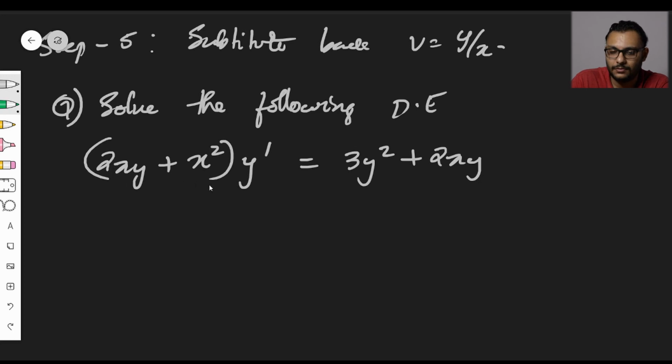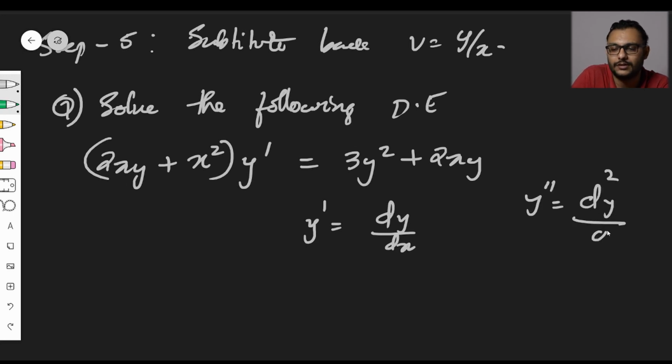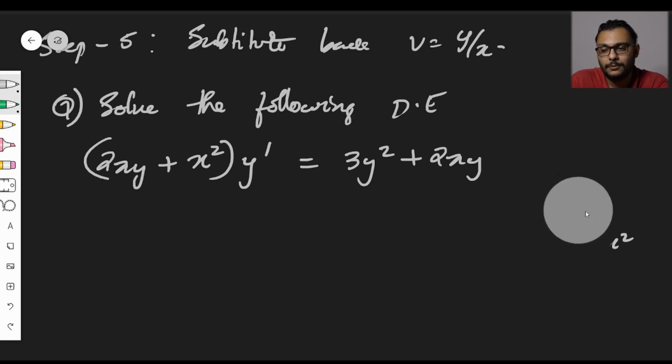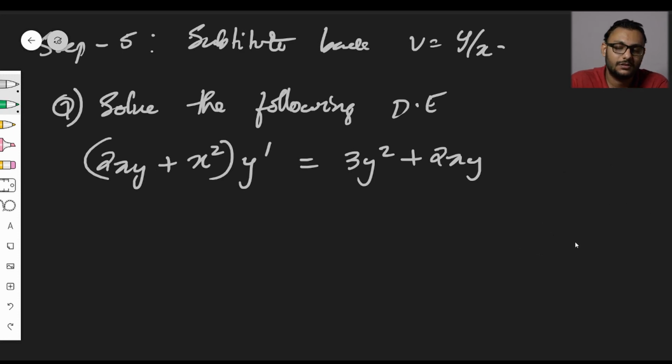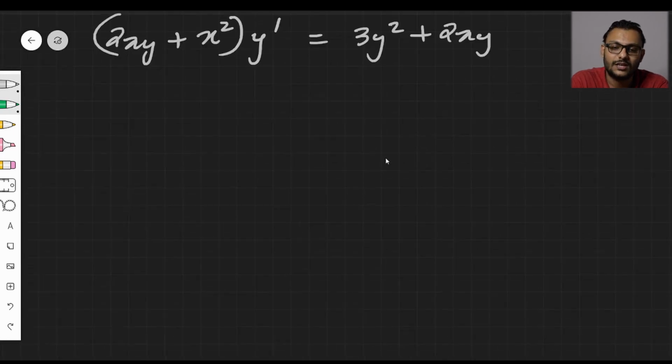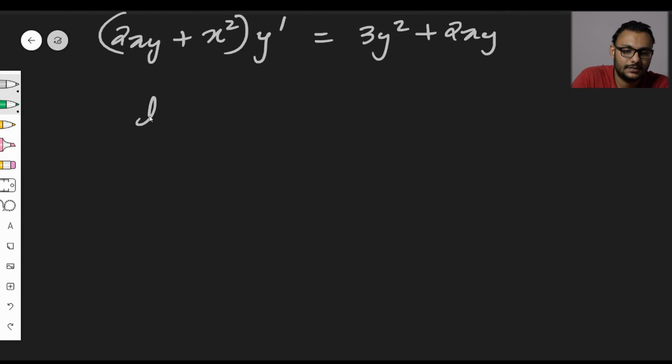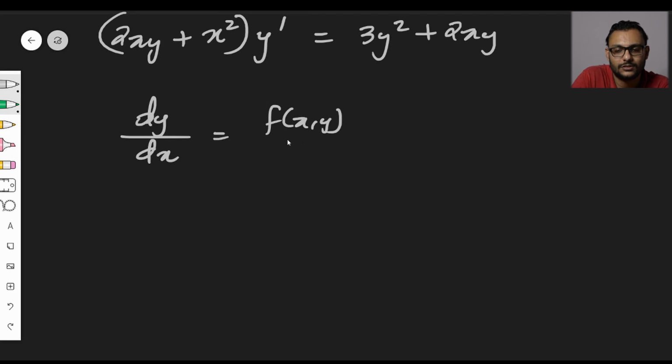Since x and y are the variables, y dash is nothing but dy by dx. Y double dash is nothing but d square y by dx square. This dash means we are taking derivatives with respect to our independent variable. So now let us solve this. Before jumping into the solution, keep in mind that we have to check the homogeneity of this kind of equation. For checking homogeneity, we should write it in the standard form, dy by dx is equal to f of xy by g of xy. Can we write it in this form?